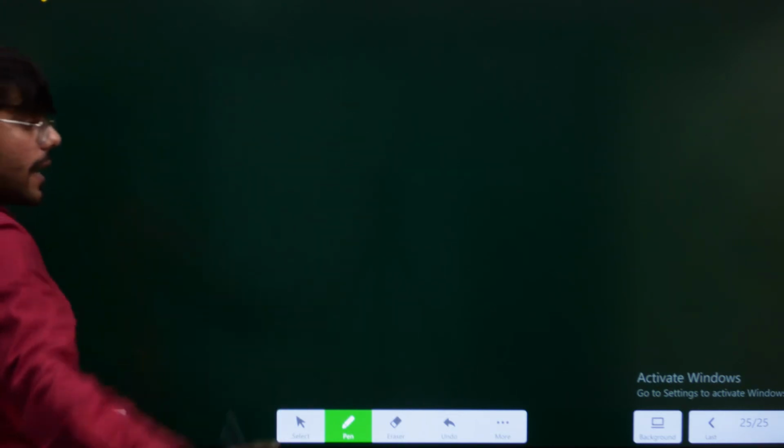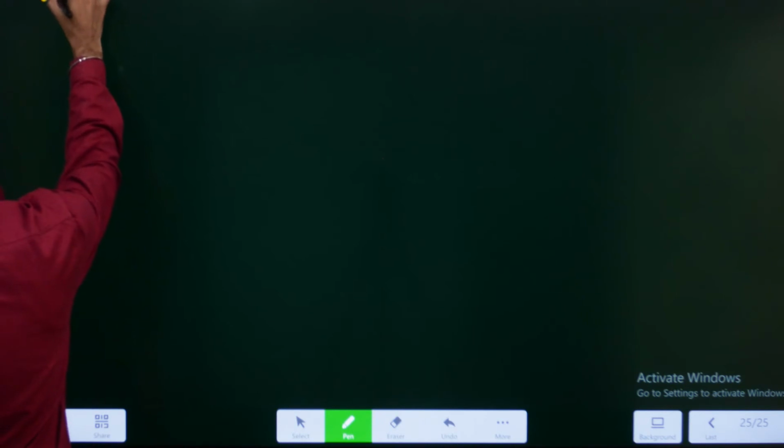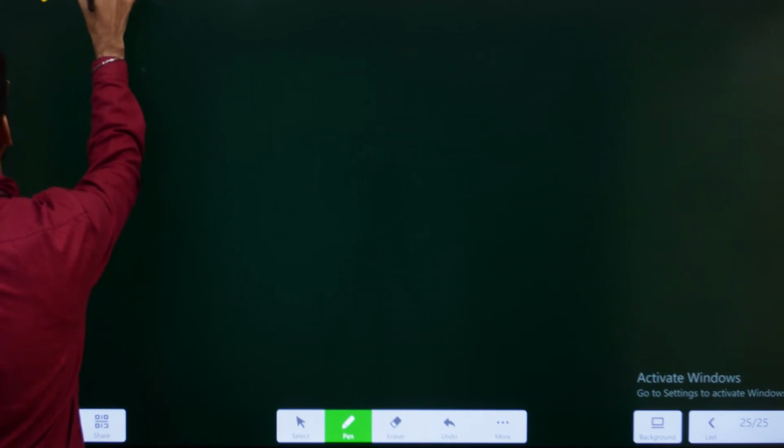So let us practice. We have wrapped up the chemical bonding. Finally, we have wrapped up the chemical bonding. Let us practice.